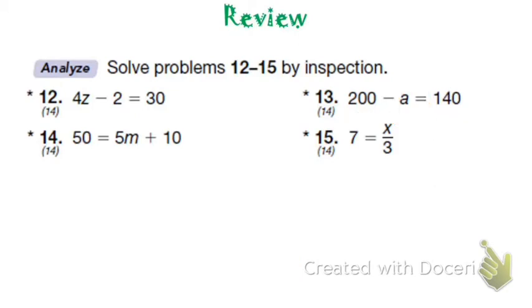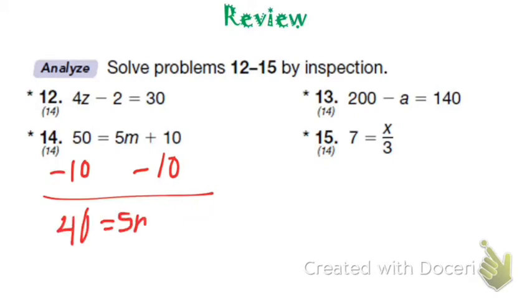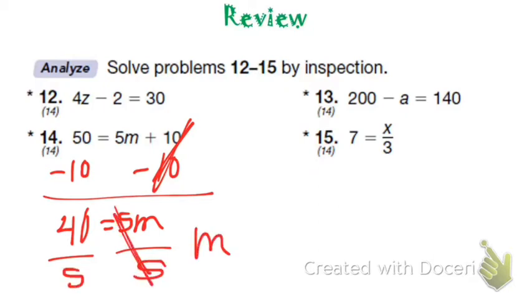Number 14, 50 equals 5m plus 10. So we know that some number plus 10 equals 50. To find that number, we're going to subtract 10 from both sides. So we're left with 40 equals 5m because these cancel out. Now we know that some number times 5 equals 40. Again, the opposite of multiplying is dividing, so we're going to divide each side by 5. So that means our missing number, m, is 8.